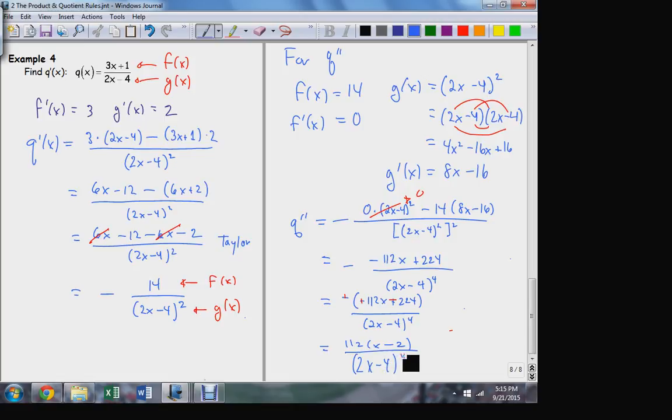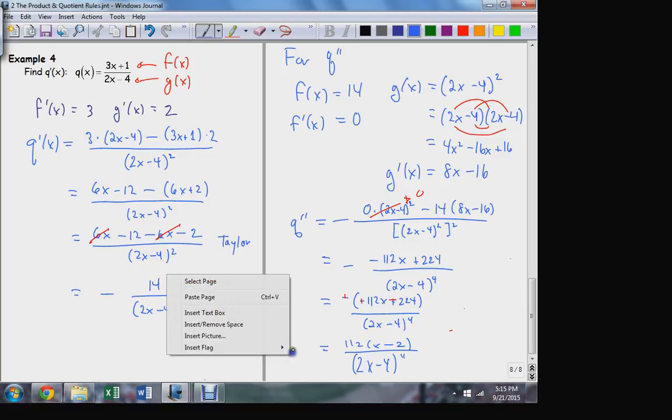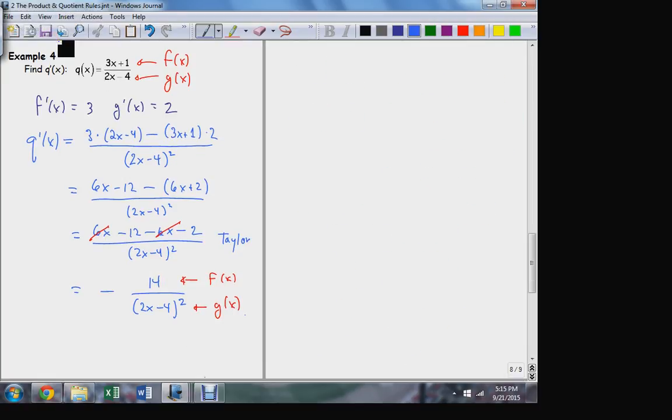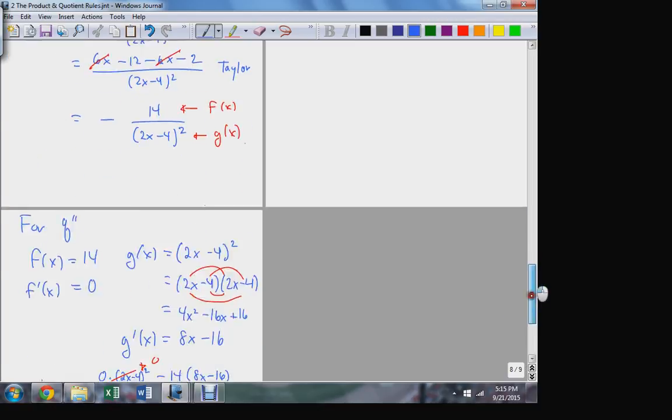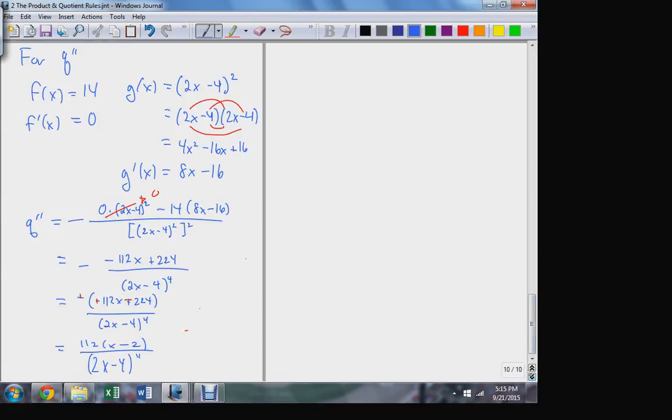Oh, gee whiz. No, I can go even further, right? Maybe I was going a little bit too fast. So let's go back to where we were: 112x minus 224. I was just looking at the numerator to try and find a common factor, but now I can see, especially considering this is a fraction form, I should have been looking at the common factor between the numerator and the denominator. By the way, it's 4th power.